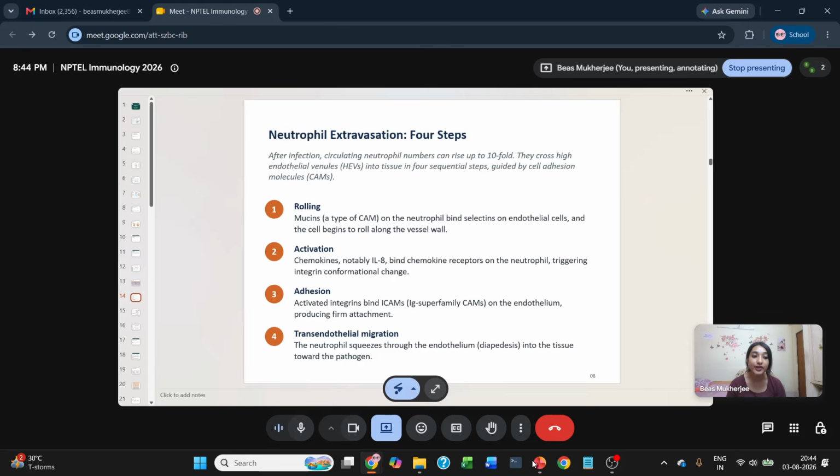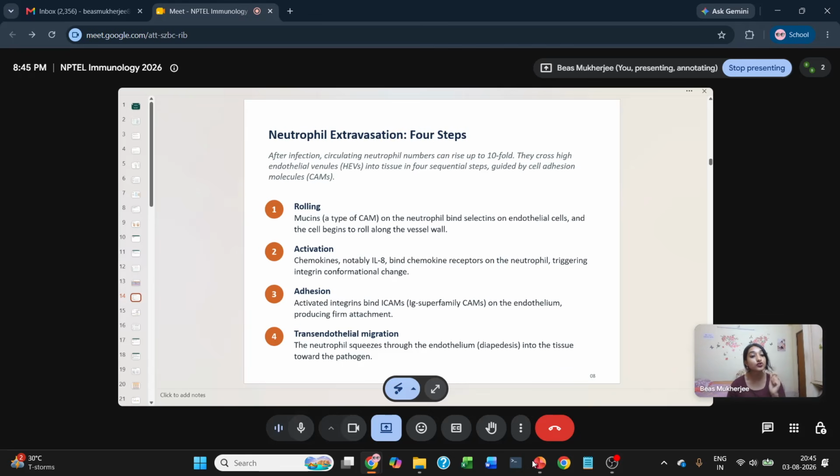Okay, so neutrophil extravasation, there are 4 steps in this. The first step is after infection the circulating neutrophil numbers can rise up to 10-fold. So 10-fold means, let's say initially they were 100, then they will become 1000. Okay, so that is 10-fold increase. They cross high endothelial venules into tissues in 4 sequential steps guided by cell adhesion molecules. Now, cell adhesion molecules are molecules that are present on the surface of these immune cells as well as endothelial cells. So, basically all cells, right?